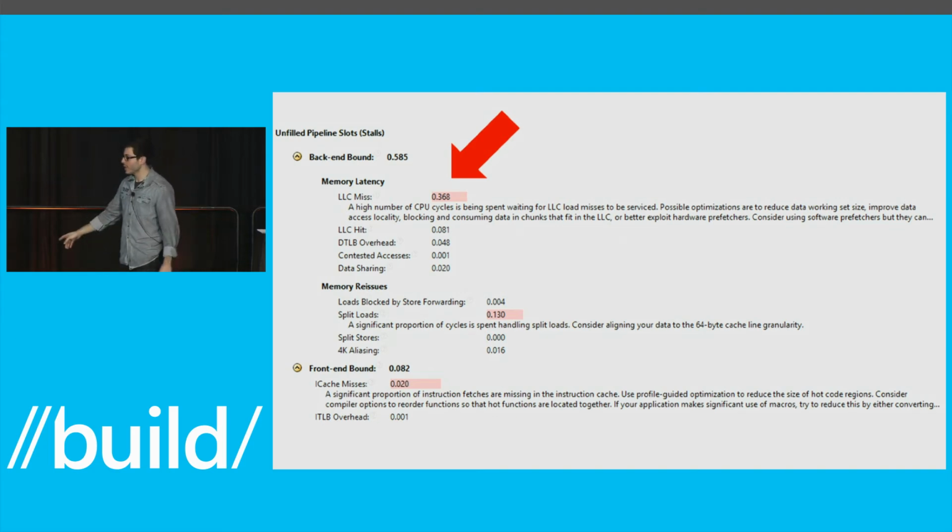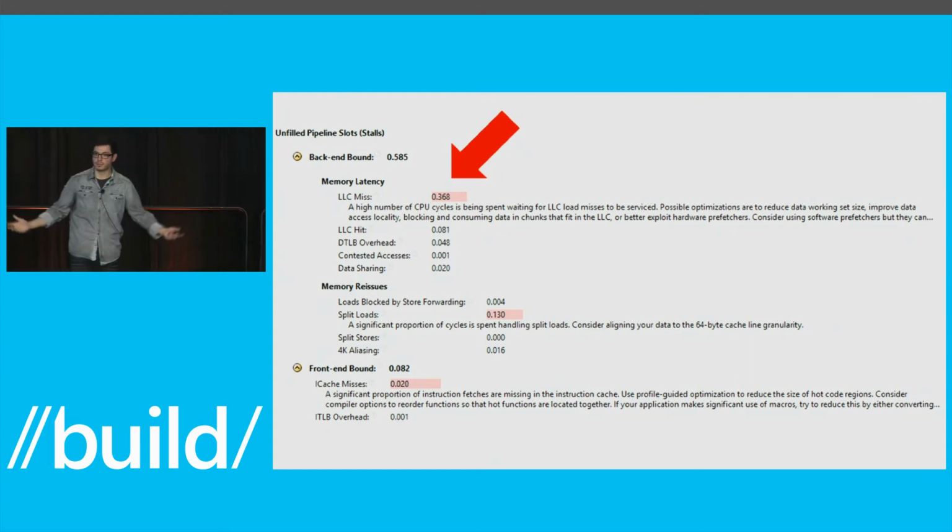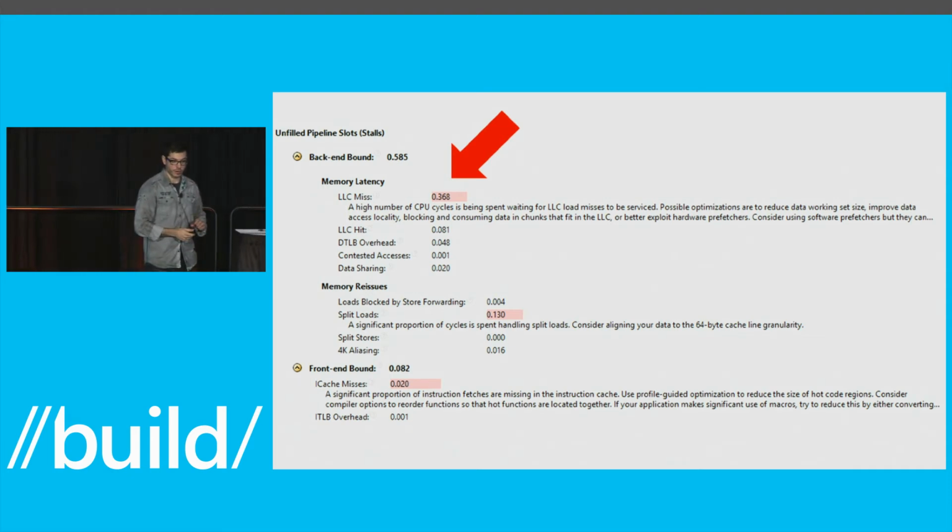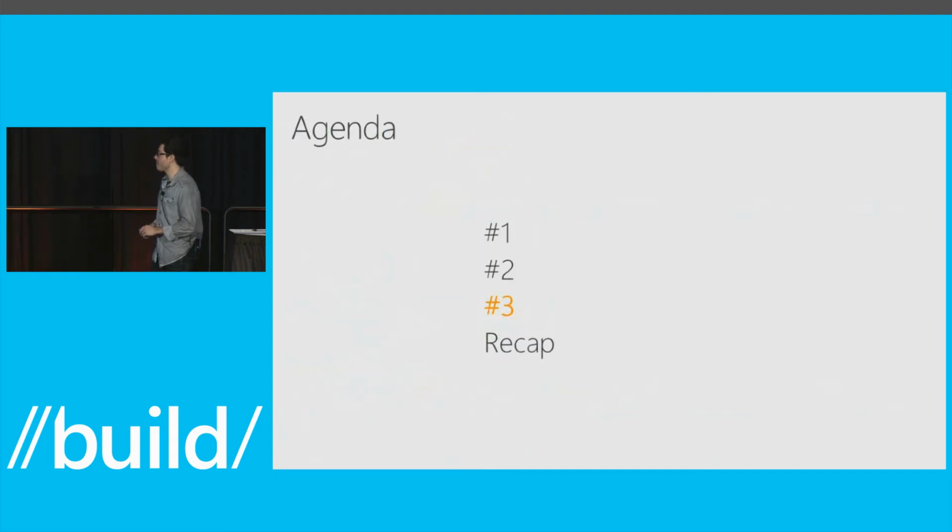So forget about the Windows Task Manager saying 100% CPU. I've got vTune right here, the first sentence: a high number of CPU cycles is being spent waiting for the last level cache load misses to be serviced. It's telling me you're waiting on memory. It's right there. You just have to know to look for it. I think that's pretty neat.